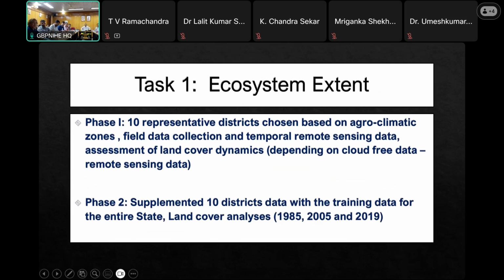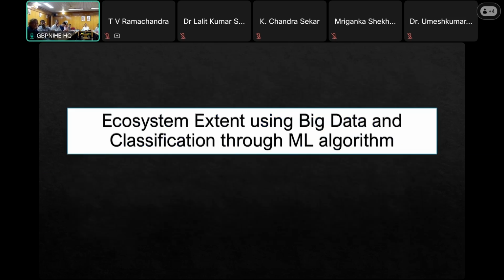Okay. So now if you take up ecosystem extent, initially we worked on 10 districts, which we chose based on the agroclimatic zone. Then subsequently we moved to the entire Karnataka because we had collected training data from the 10 districts. Extrapolating for the remote sensing analysis was not a difficult thing. So that's what we did.